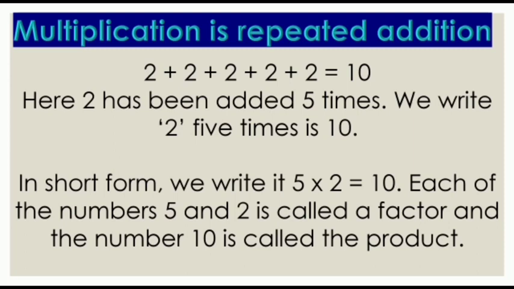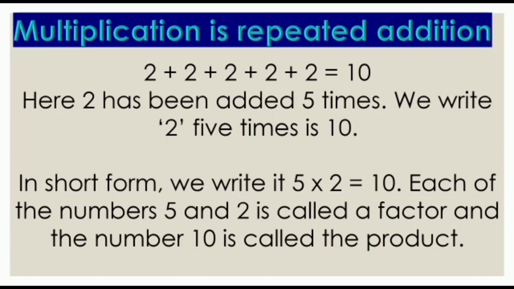In short form, we write it as 5 into 2 is equal to 10. This is the short form. तो multiplication क्या है? Addition का क्या है? Short form है. Okay. तो 5 into 2. Why 5? Because 2 को कितनी बार ऐड किया है? 5 बार ऐड किया है बराबर. So 5 multiplied by 2 is equal to 10.